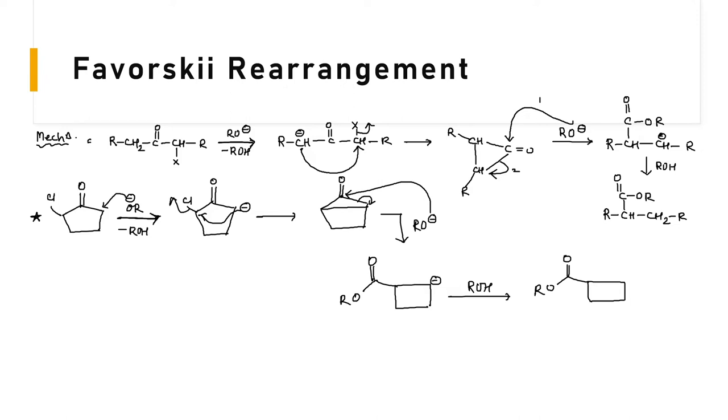Now if I try to do it this way, let's say if I take this six-membered ring and add a small variation, let's say we label one of the carbon atoms. Let's say this carbon atom is being labeled. Okay, I marked it with a star. When I react this with RO minus, and finally write the product, I will be getting a five-membered ring.